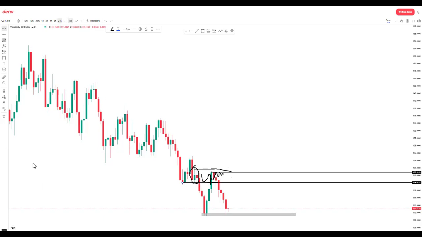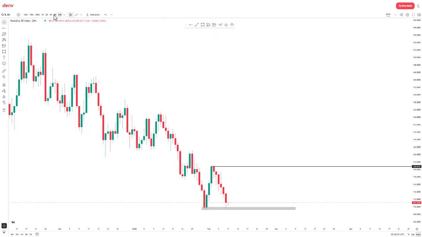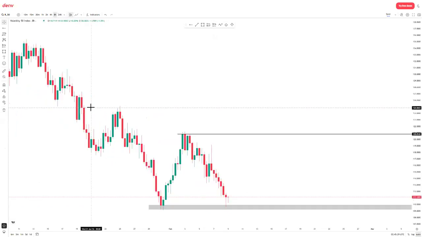Okay, fine. Let's move to the 8-hour chart. I erase this one. On the 8-hour chart, you can see that the market reacted on what? It reacted on this support. As the market reacted on this support, now we want to know what's going to happen.